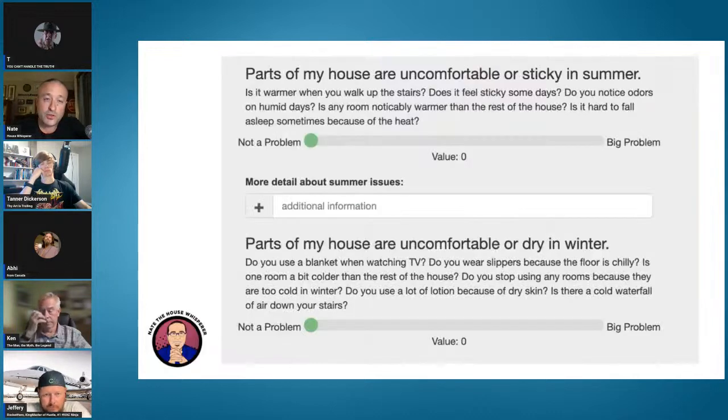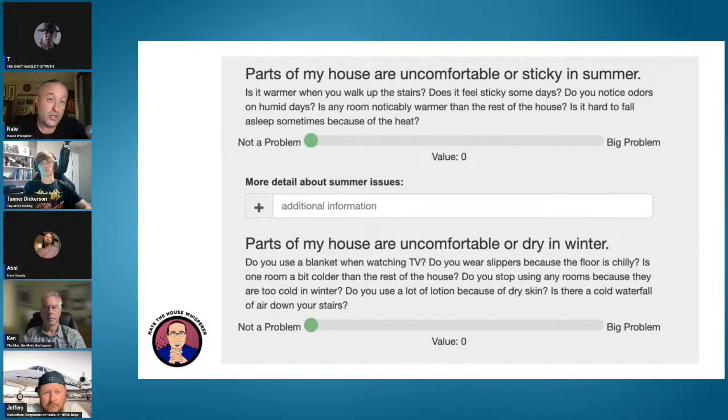But the 4 questions, here they are right out of the software. Parts of my house are uncomfortable or sticky in summer. And notice that these are kind of a longish script. It's there to help people trigger different things that might be bothering them. Is it warmer when you walk up the stairs? Really common complaint in 2-story homes. Does it feel sticky some days, particularly shoulder seasons usually?